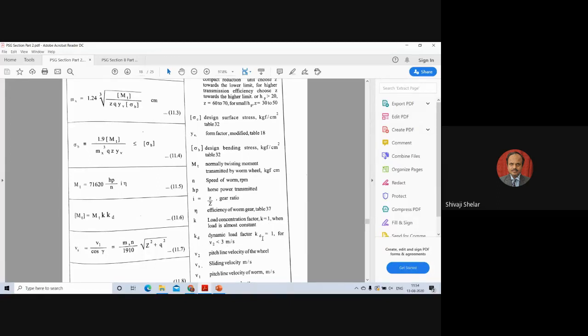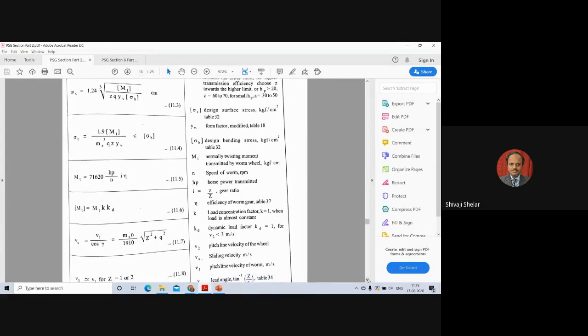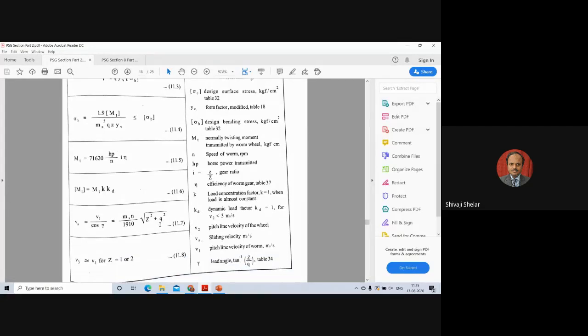Then the dynamic load factor: if your velocity is small, the dynamic load factor can be equal to 1. If the velocity of your gear is more, greater than 3 meters per second, then you have to take the KD value higher than 1. Then for sliding velocity, I have given one formula, but there is another formula based on the capital Z and Q values also.